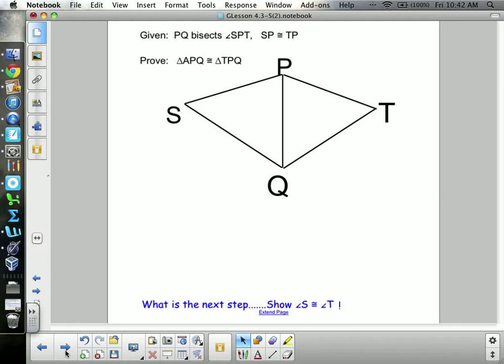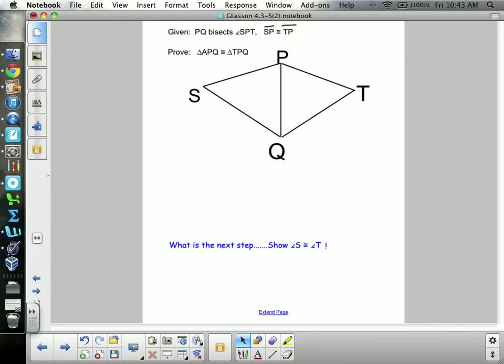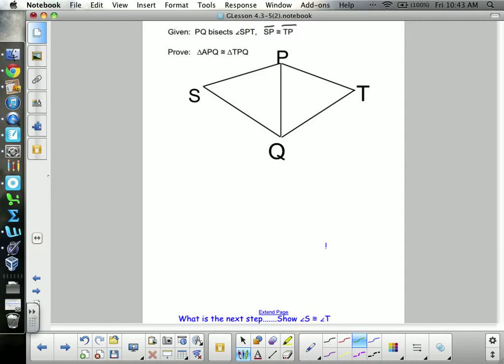So now, PQ bisects angle SPT, and SP is congruent to TP is given. Okay? So let's go ahead and start this one, but this one we're going to take to the next level now. Prove that triangle APQ is congruent to triangle TPQ. It should be SPQ, sorry.